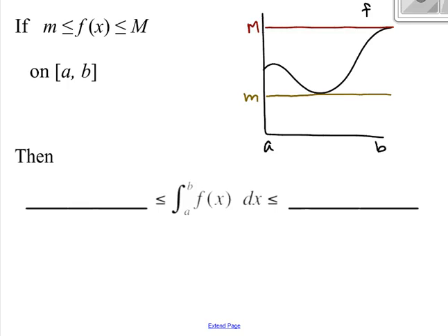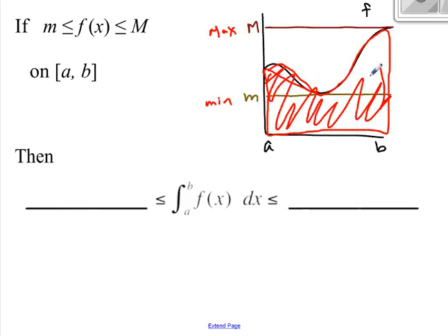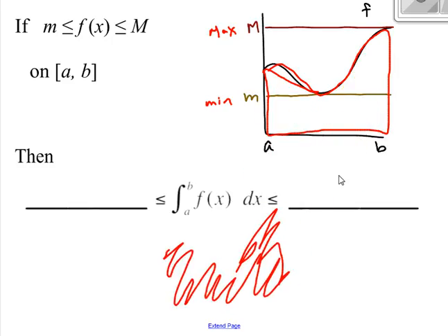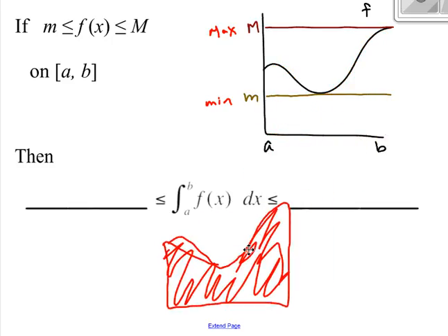Now let's go to this one. Now here what we have is a big M, which is the maximum value on f, and we have little m, which is the minimum value on f. And we have this function. I'm just going to trace out the actual area here. So that actual area is this integral. Right there. So that's that area.